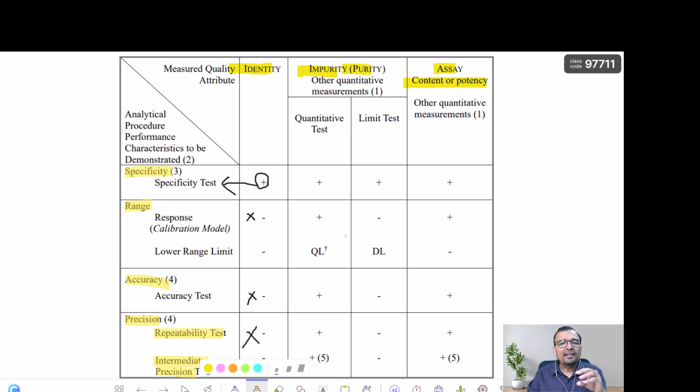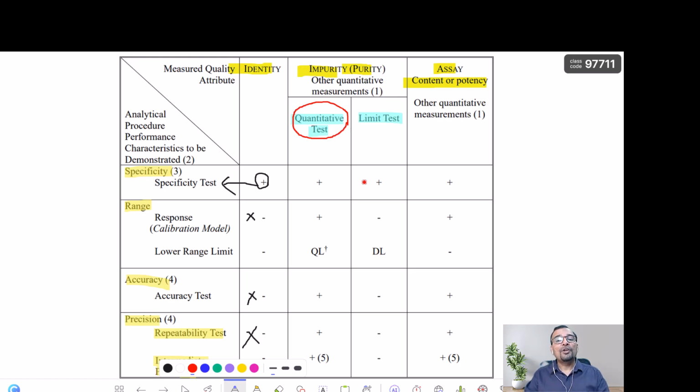Let us now understand the further subcategorization of impurity test. The first one is the quantitative test, right? And the second one is the limit test. So what happens in the quantitative test? You actually quantify the content of impurity in the sample. Report the number, that yes, impurity A in paracetamol tablet is found to be 0.25%. That is called the quantitative test. It means you are going to quantify what is the content of impurity A in a given sample.